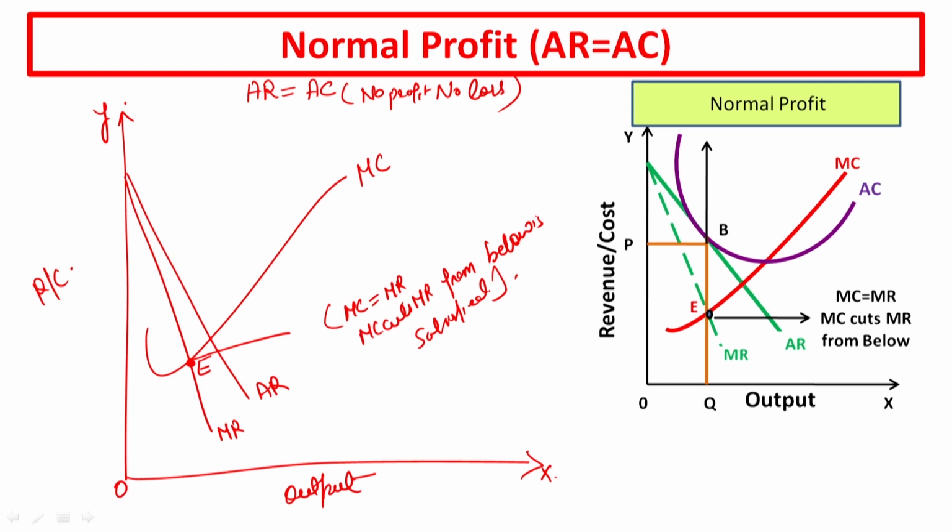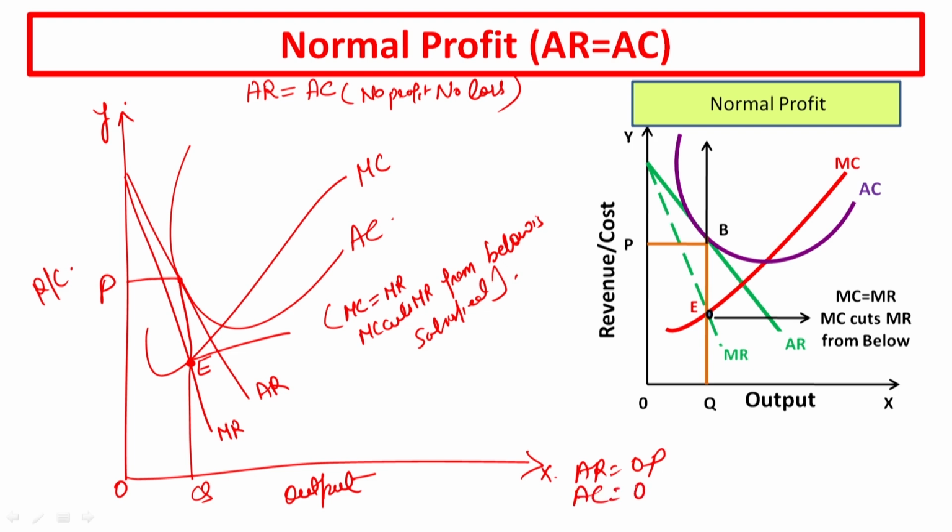That means your average revenue is just equal to the average cost. That means you have to draw the average cost which is touching the average revenue. When you extend this point towards the x-axis, OQ will be the equilibrium output, and when you extend it towards the y-axis, it will give you the equilibrium price. So AR is OP and your AC is also OP.